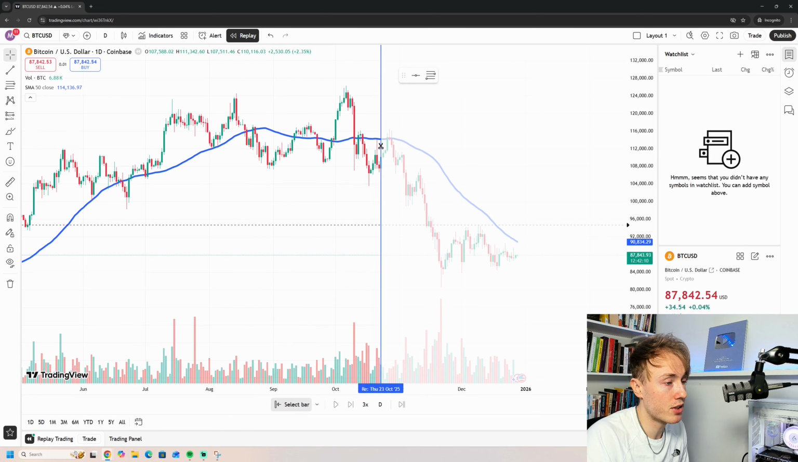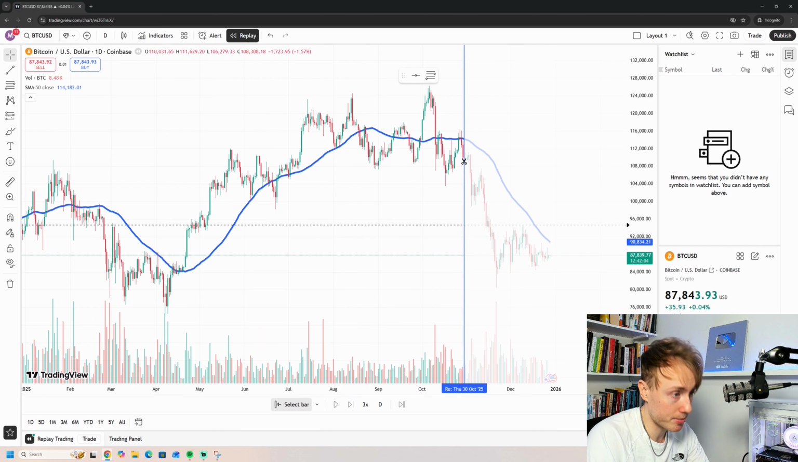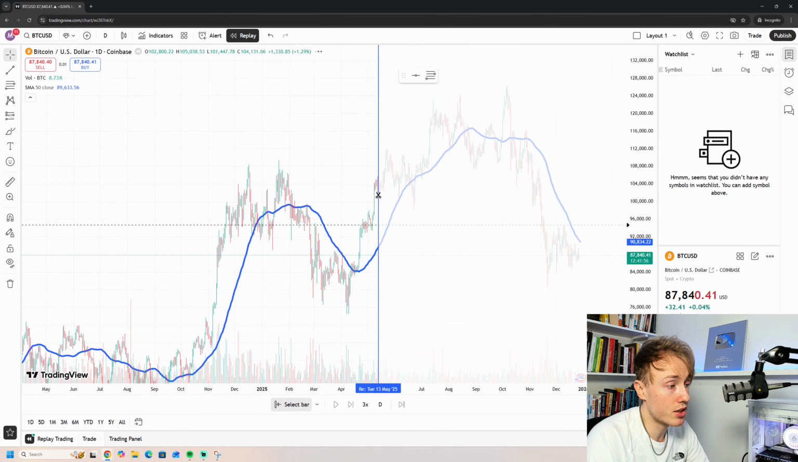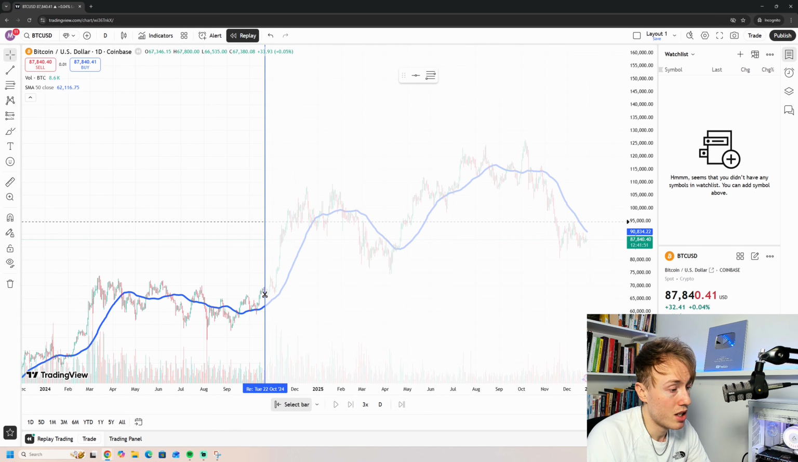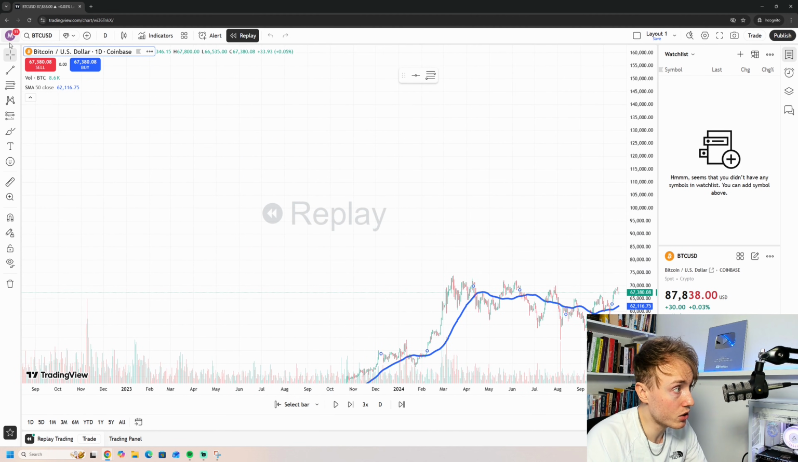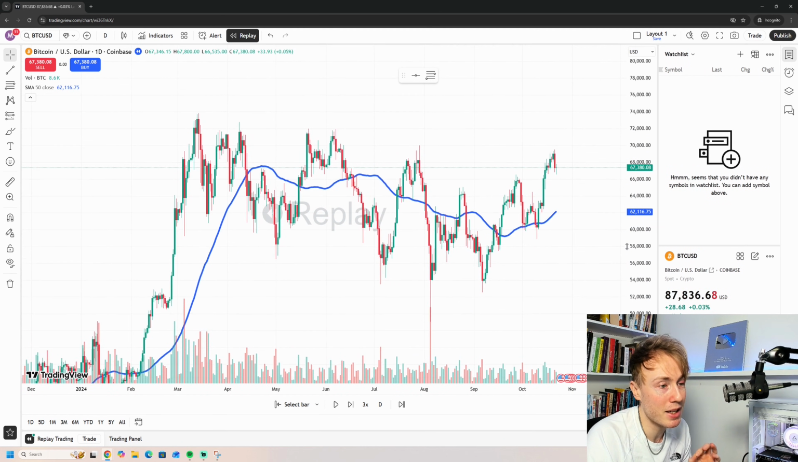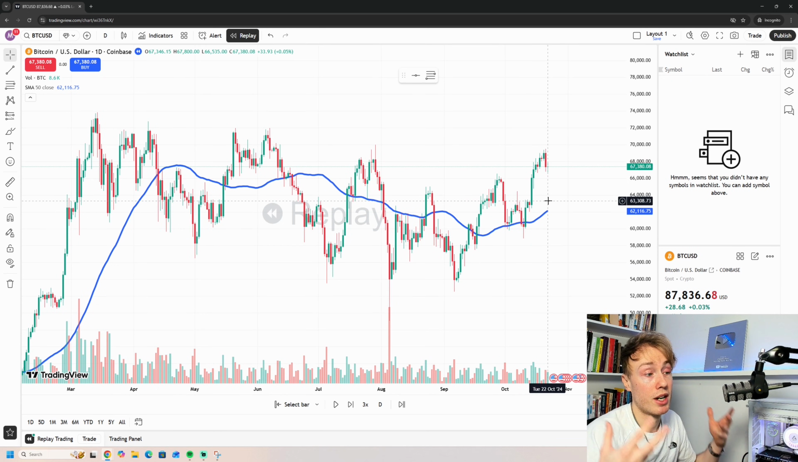When you press on replay, you will see this blue vertical line appearing. I'm recording this on December 28th, so this is the last time. But by using this tool, we can jump back in time. Let's say we want to jump all the way back to, let's just choose something random, October 2024. Then we simply press right here, and just like that, we jumped back in time, and the last candle is now all the way back in October 2024.